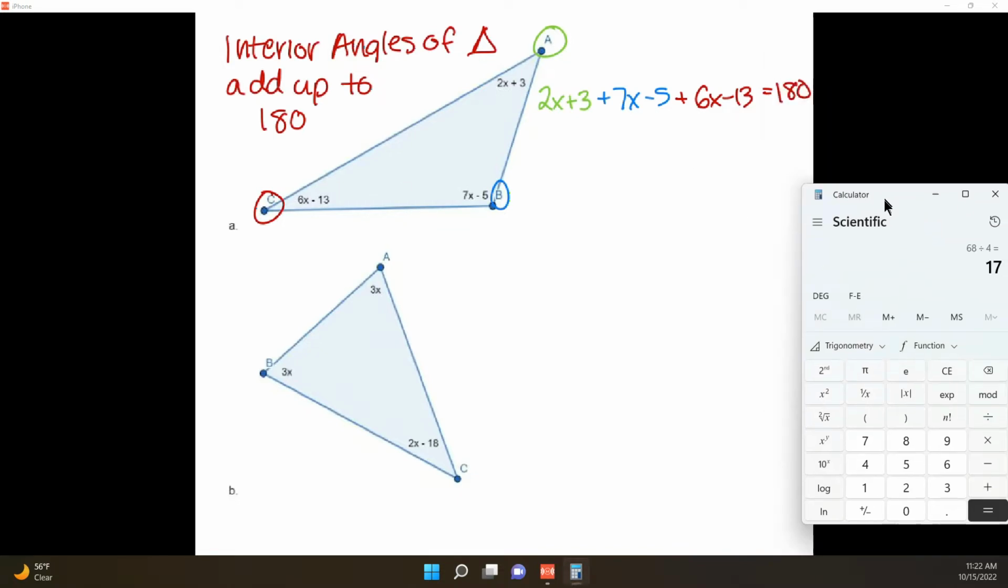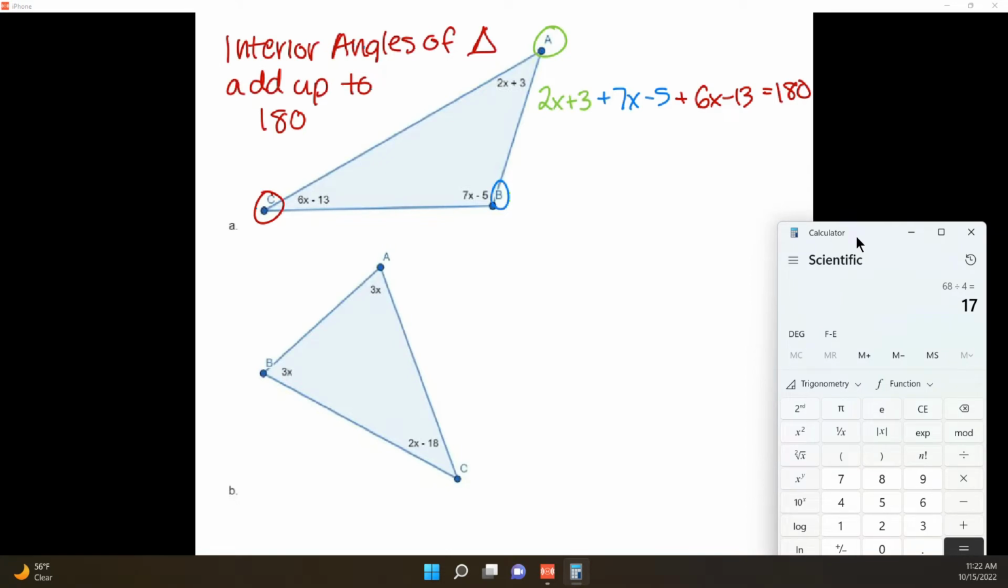And my calculator's in the way. There we go. All of that is equal to 180. So all I need to do is combine like terms. So for my x's, I have 2x and 7x and 6x for a total of 15x. And then I have 3 minus 5 minus 13, which adds up to a total of negative 15. Right? And then I can solve this like normal.